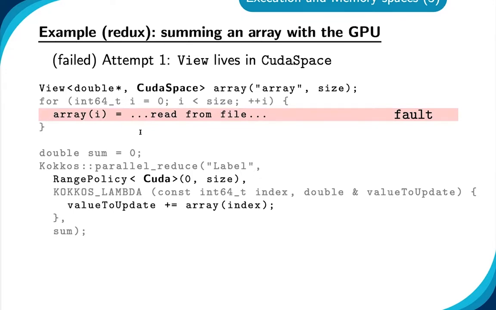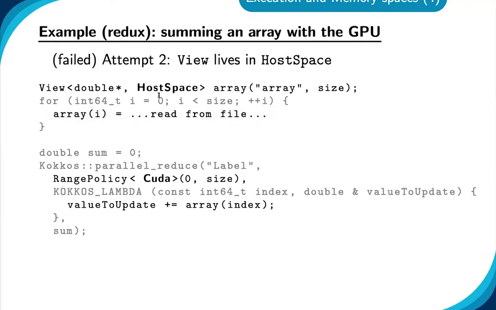Now, you could change this thing to host space. Now this first thing will work, but the second one will fail. It will give you an illegal access. The funny thing about this is that it potentially will give you an illegal access long after your kernel failed, because the kernel might be running asynchronously, and so you only get asynchronous errors.